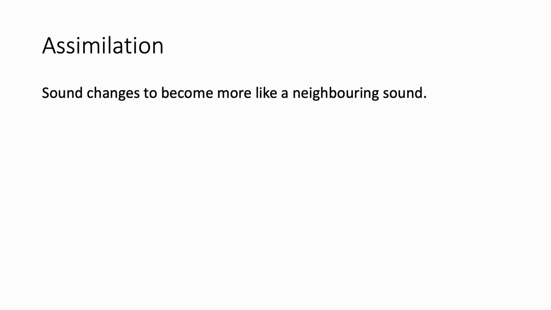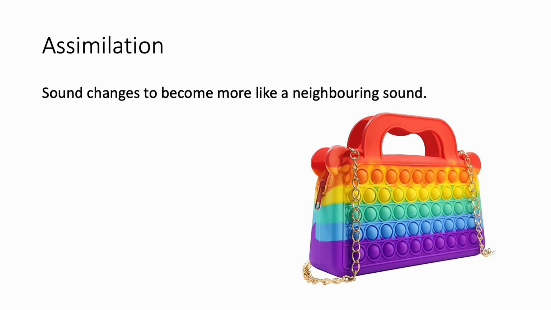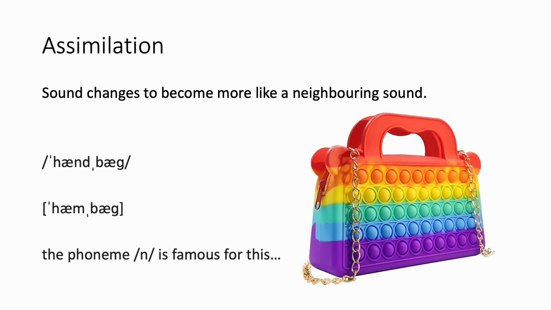Assimilation. This means that a sound has changed to become more like a neighbouring sound. So this cursed object here is a Poppets version of a handbag. So the dictionary would say you pronounce it handbag. Now, when I'm talking quickly, it probably comes out as handbag. The N has been dragged by the B forward into a bilabial nasal instead of n. The letter N, the phoneme n, is famously unstable and it gets dragged about all over the place. I'll show you another example.